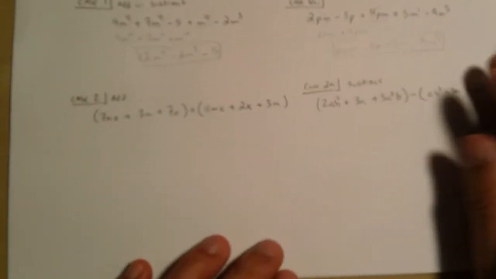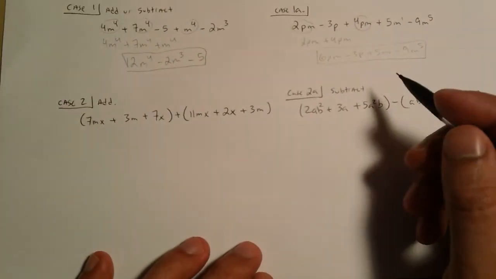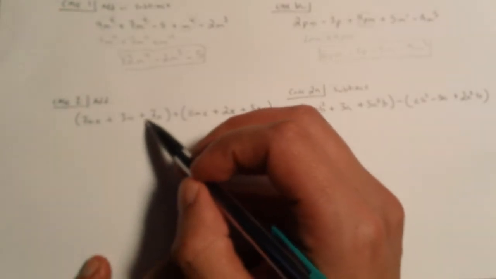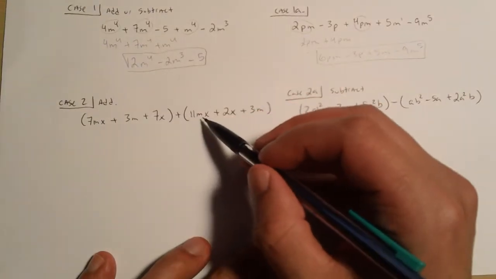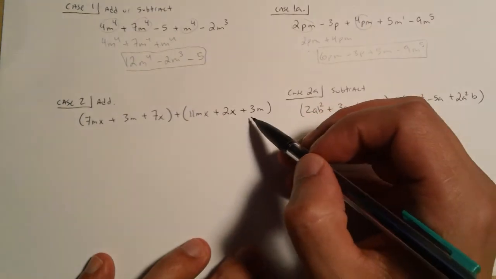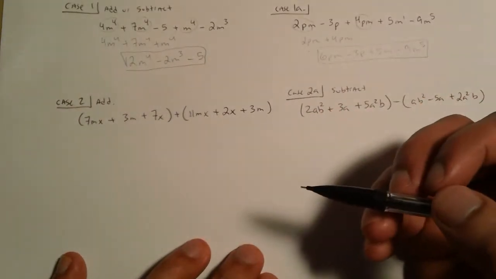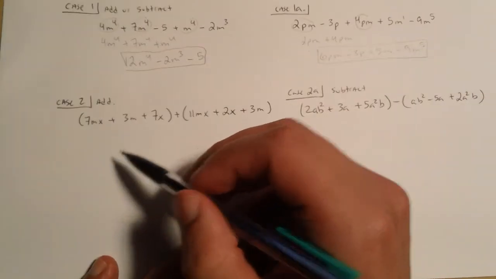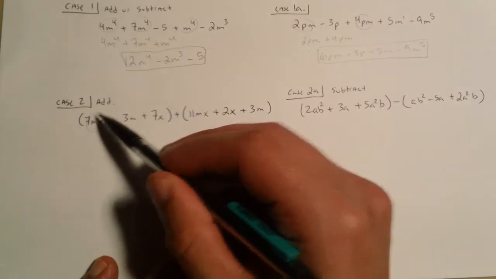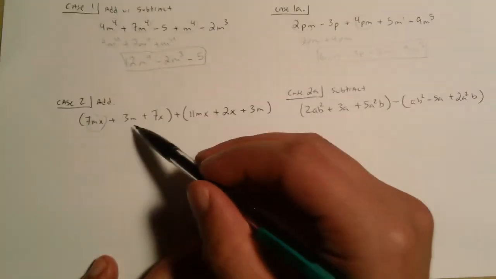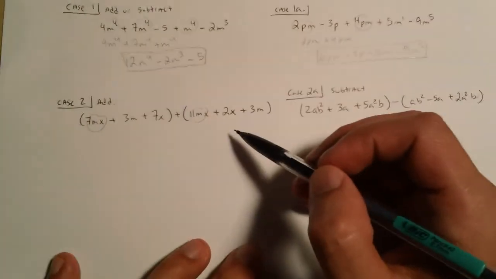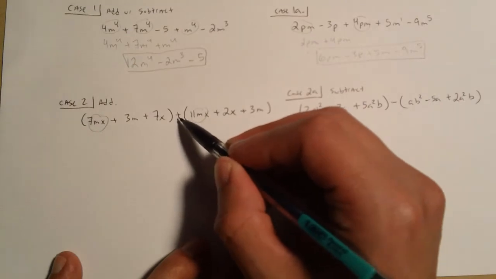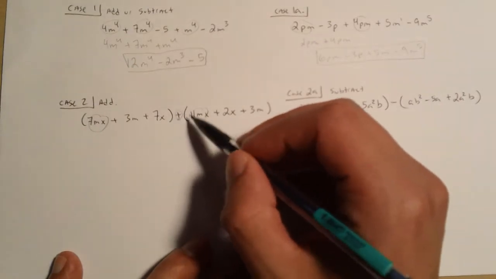Now for our bottom ones, we have a little bit more difficult problems. Then we have 7mx plus 3m plus 7x, plus 11mx plus 2x plus 3m. So we have to look at what variables and exponents are common. We have 7mx, and we also have the 11mx. Is that it? Yes. Here the operation is that we're adding.